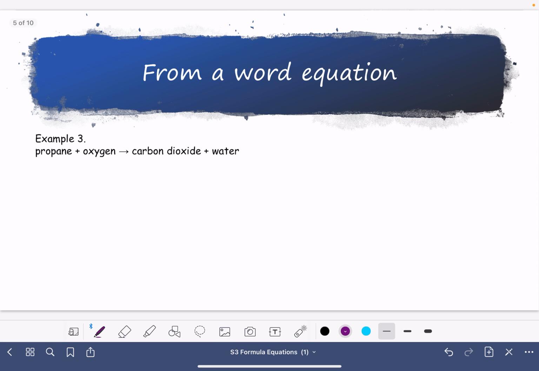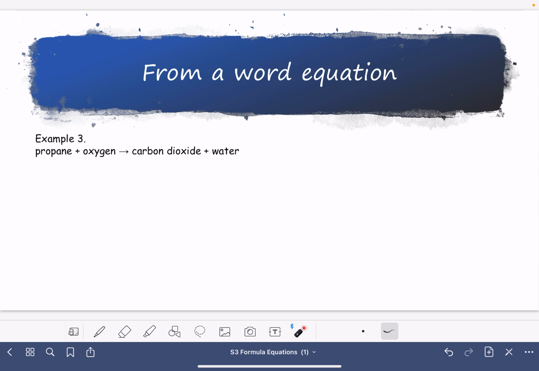Example 3 from a word equation. Now, one of the other things that we learned in Unit 2 that we didn't learn in Unit 1 was about the formula for some organic compounds. So by organic, what we mean is carbon-based compounds. So we learned about methane, ethane, propane, and butane, and so on. We learned the alkanes, we learned the alkenes, and we also learned the alcohols. If you were given the name of one of those, you would be expected to know the formula for it.